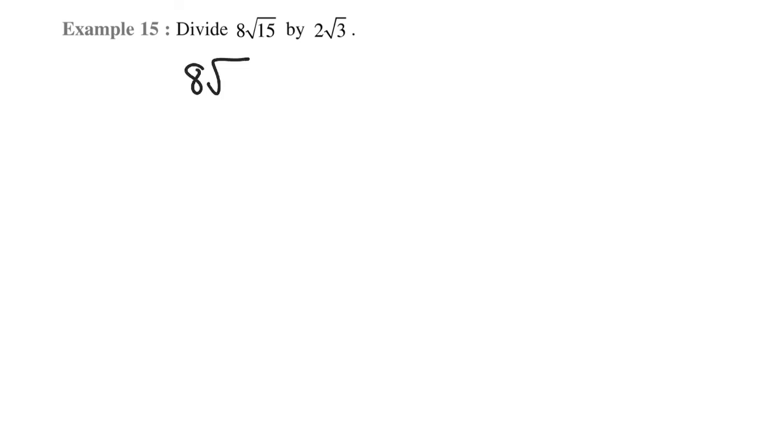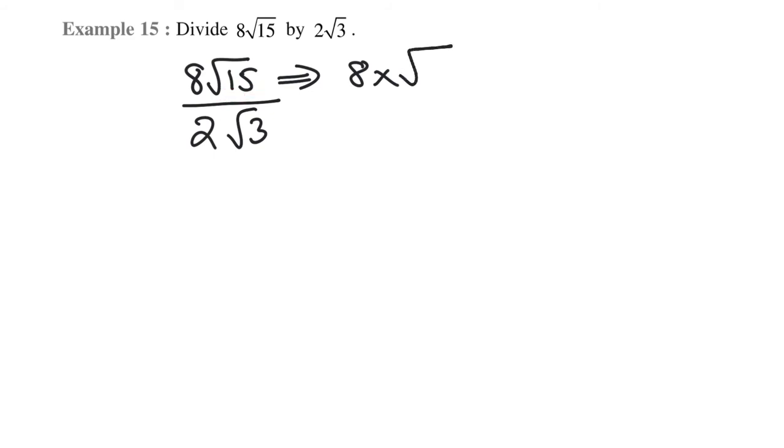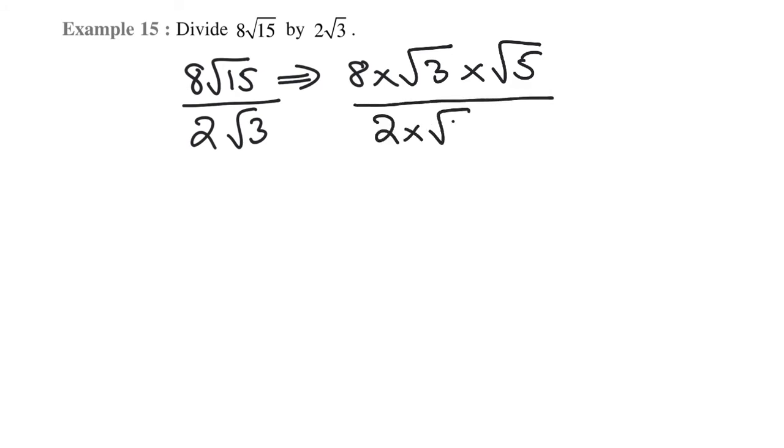8 root 15 divided by 2 root 3. Now observe carefully. Can I write this as 8 times root 15? Can I write it as square root 3 times square root 5? It's the same thing, which is square root 15 divided by 2 times root 3. Now, can I cancel root 3 with root 3? Because root 3 divided by root 3 is going to be 1.